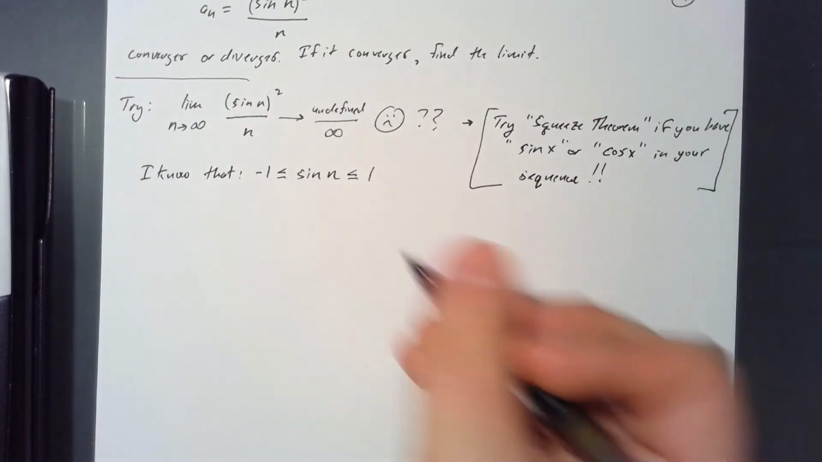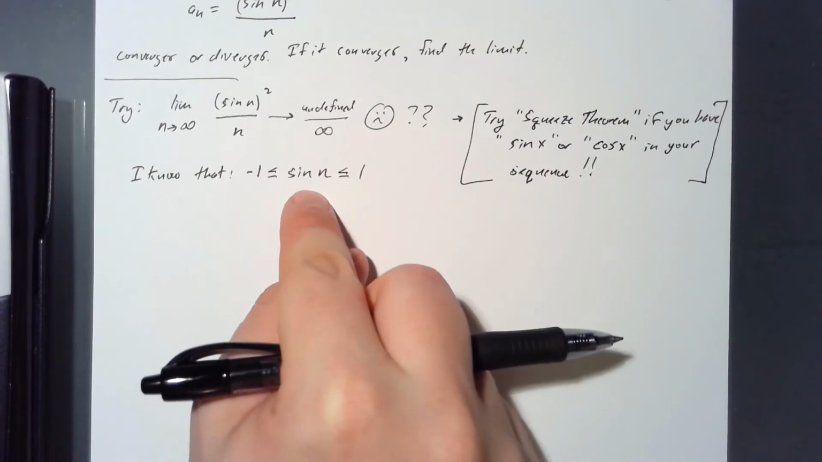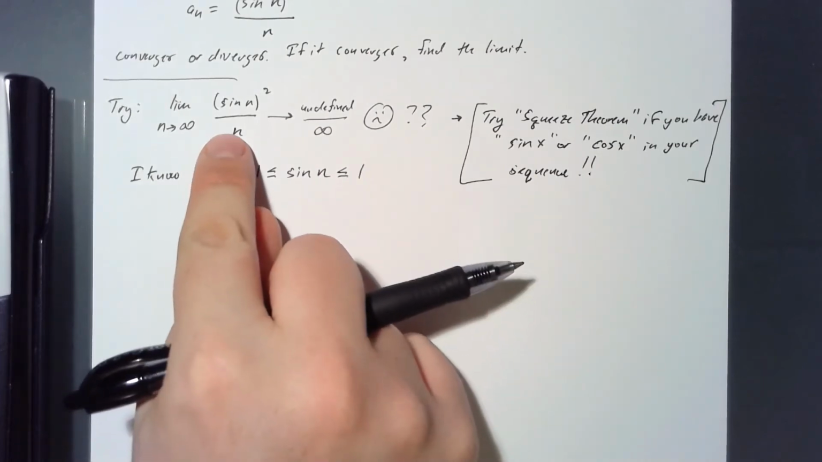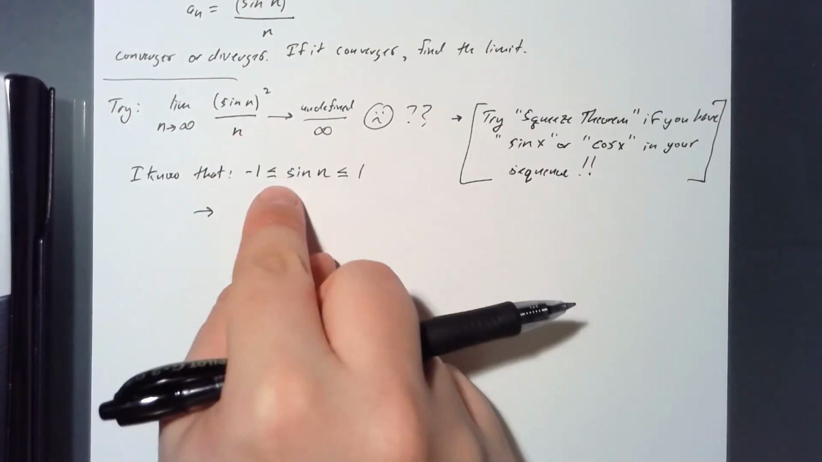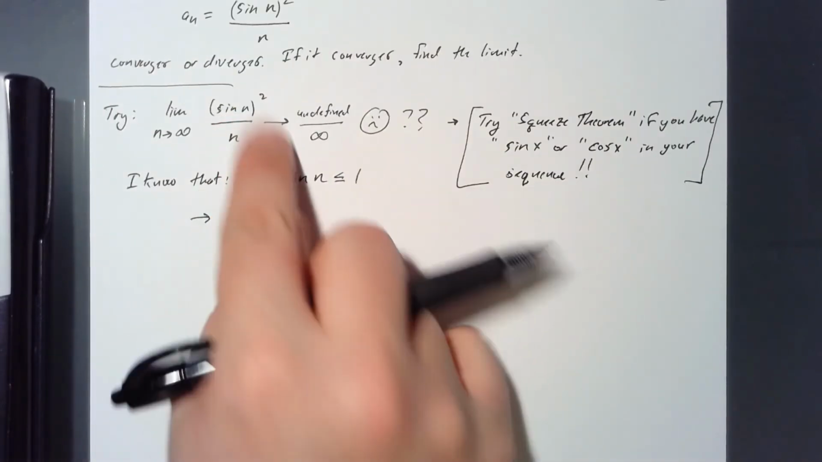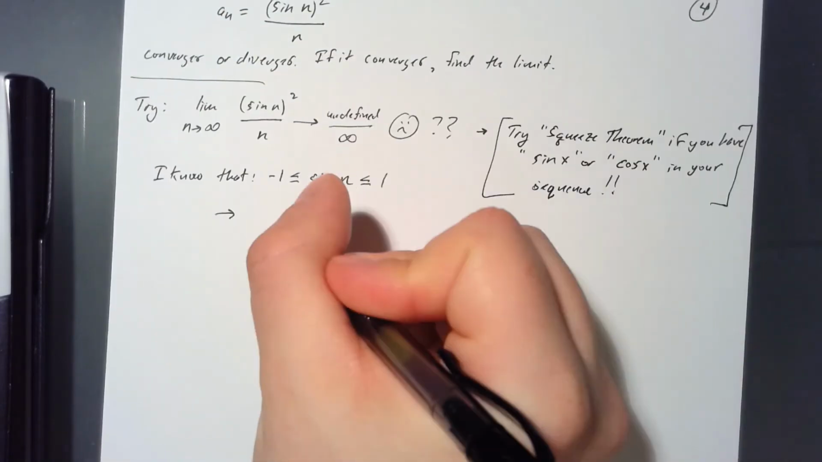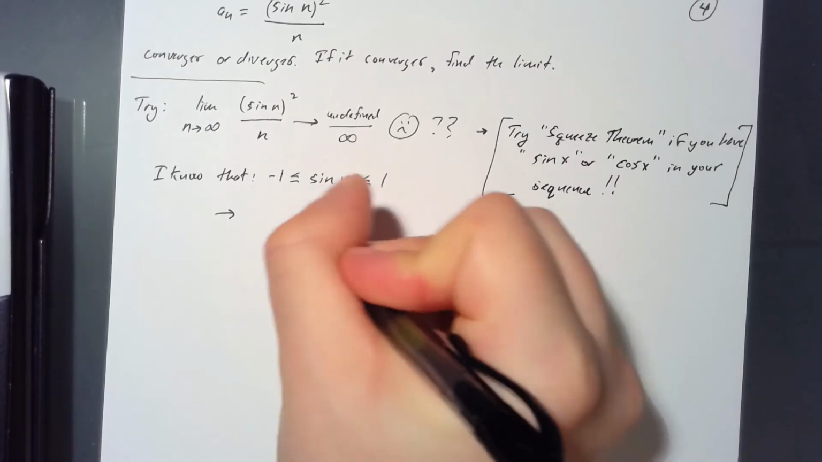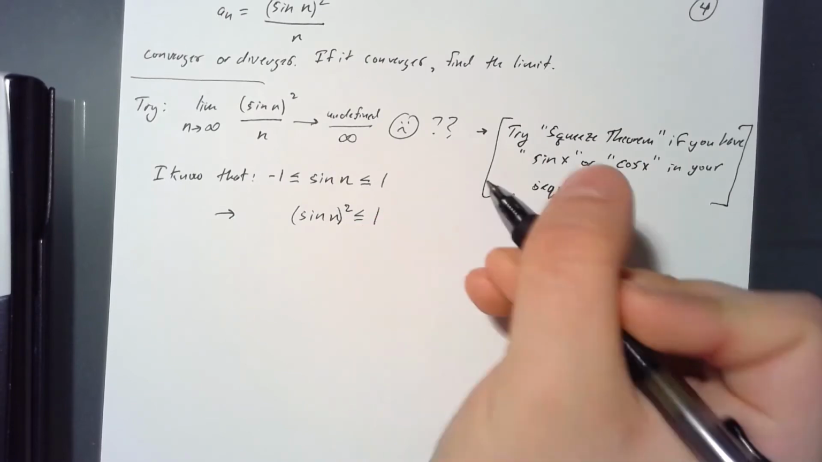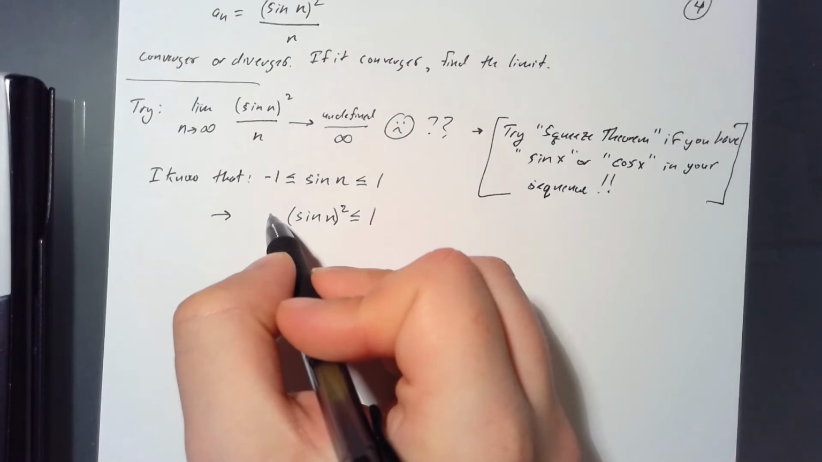Okay. Well, what I could do is now I can use this to my advantage. This is a property of sine. So I could use this to build to the sequence that I have by doing the same operation on all three sides. That's just algebra. So I have sine of n squared, so let me square all three sides. Now I have sine of n squared is less than, well, what's 1 squared? That's obviously 1. Now, what's -1 squared? That's going to be 1.